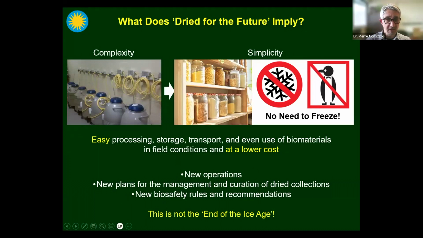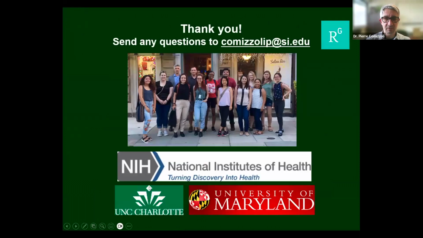But in the end, this is definitely not the end of the ice age, because we still rely heavily on cryopreservation right now to preserve fertility, or for other assisted reproductive techniques. But I think it's interesting to think of these different approaches involving drying and storing everything at ambient temperature.